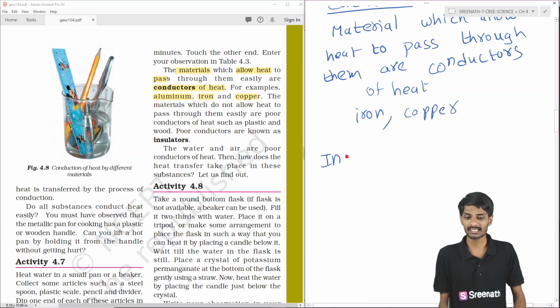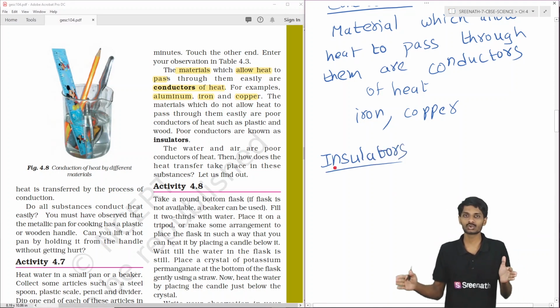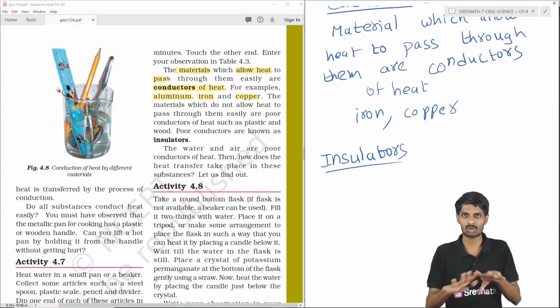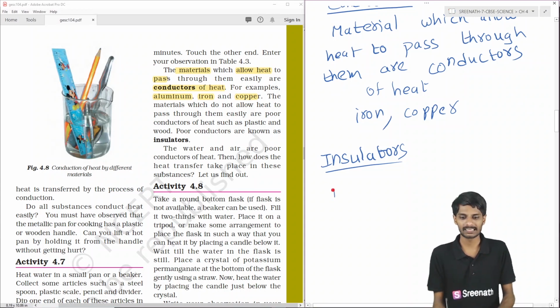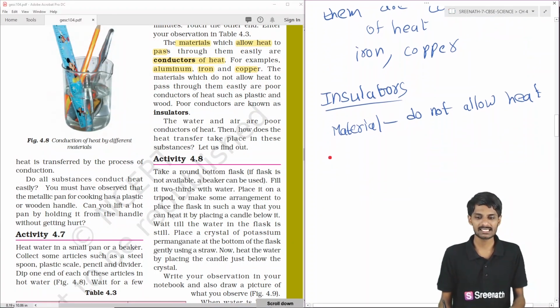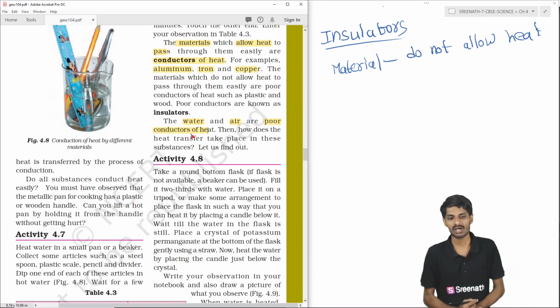And what about insulators, students? Insulators are other materials which do not allow heat to pass through them, do not allow transfer of heat. Here the plastic scale does not allow, the pencil does not allow. So materials which do not allow heat transfer through them are called insulators. And one more thing, students: water and air are poor conductors. They are conductors, but not good conductors of heat. They are poor conductors of heat, students.